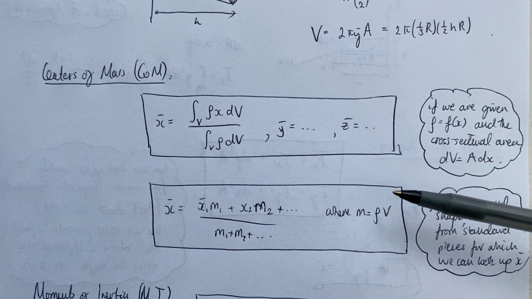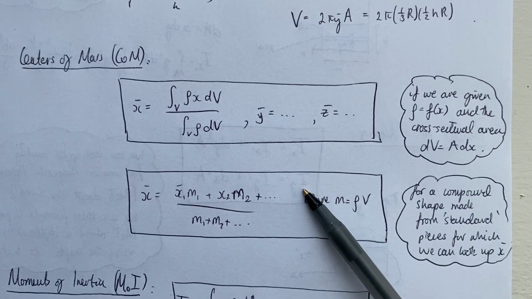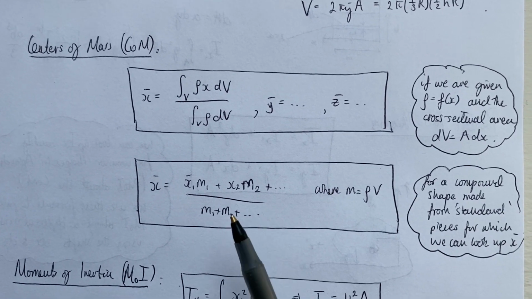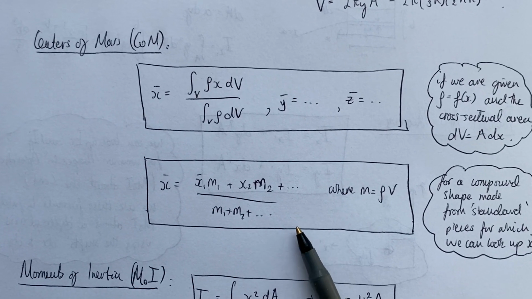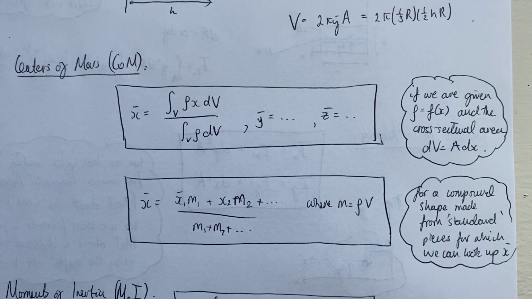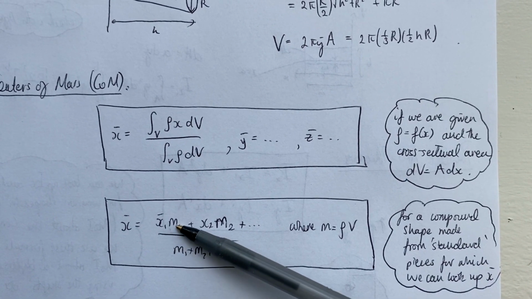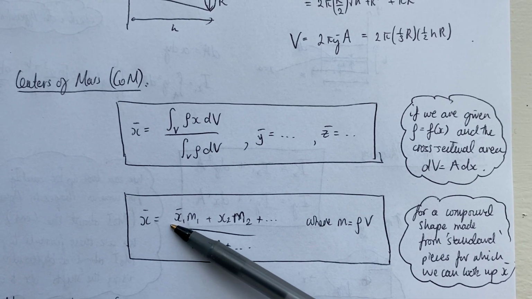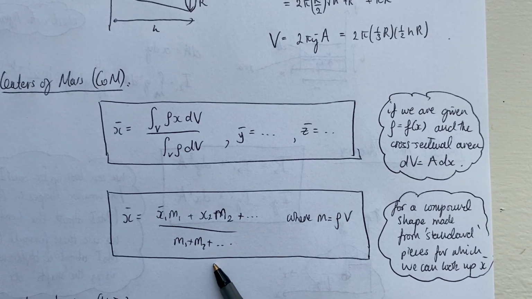The more typical question for this, however, is looking at compound shapes which are made up of objects that have different densities and sizes and therefore masses, right? So in this case, we work out the mass of each of the individual bits, we work out the x-coordinate of the centroid of the individual bits, and then we sum the products of those and divide through by the total mass.